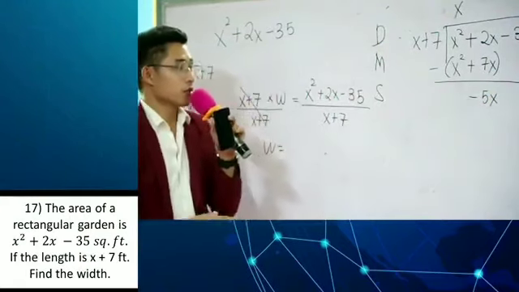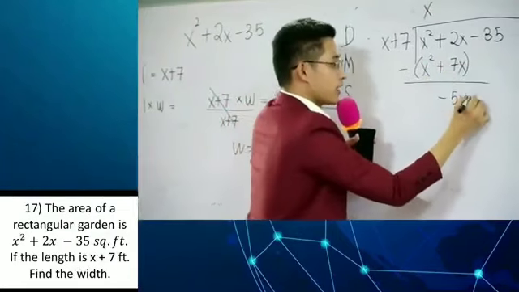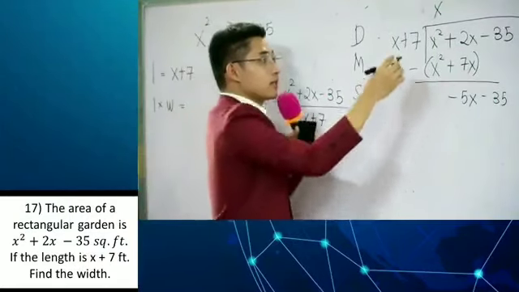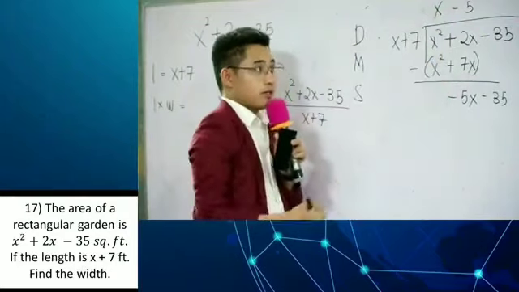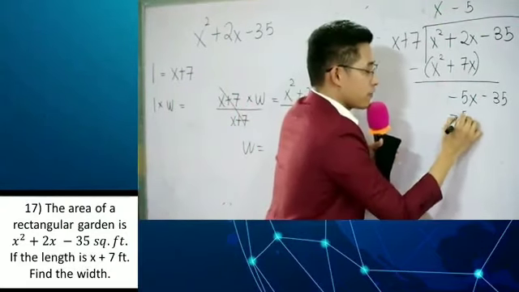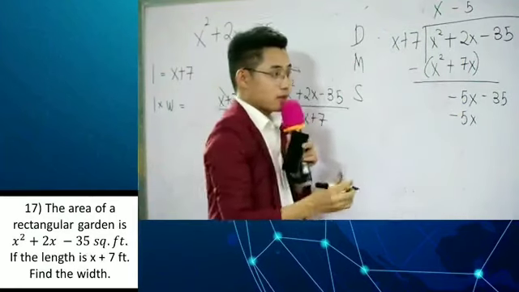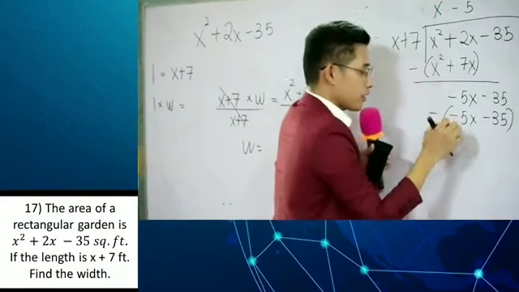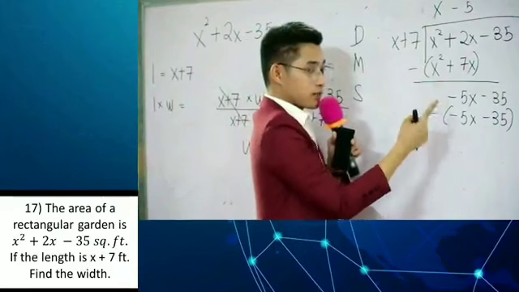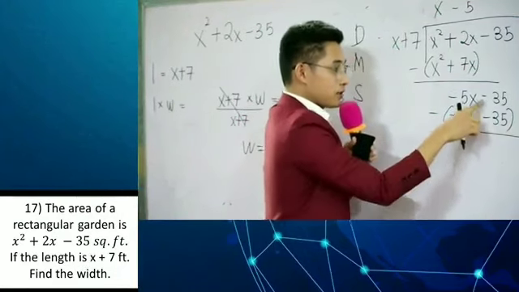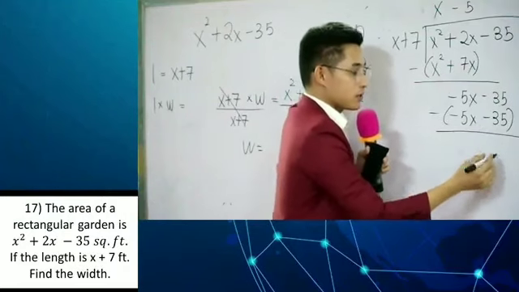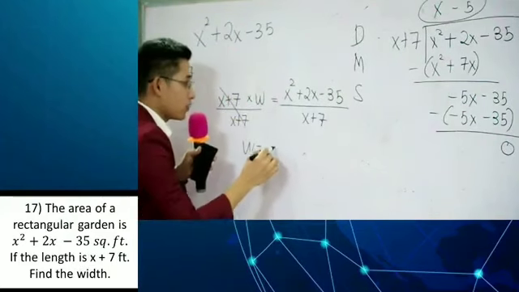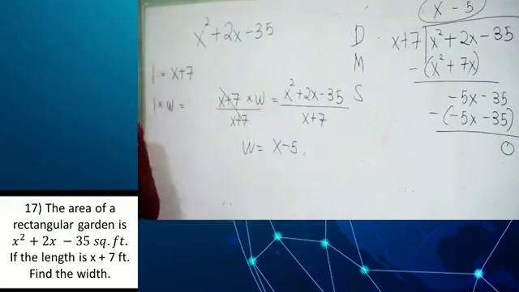Okay, next. So, divide ulit. Bring down negative 35 muna. So, negative 5x divided by x, that is negative 5. Negative 5 times x, that is negative 5x. Negative 5 times 7, negative 35. And again, balik tayo kay subtract, so negative for this whole quantity. So therefore, negative times negative is positive. So this is 0. Negative 35 plus 35, 0. Okay? So therefore, the quotient is x minus 5. So that is our width, x minus 5.